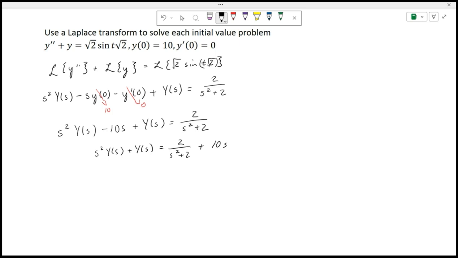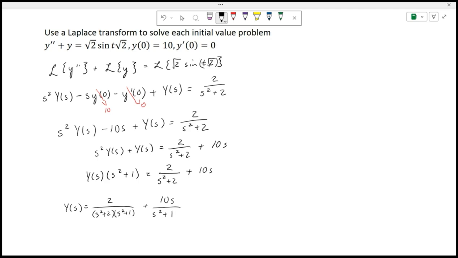All right, so to solve for y of s, I'm going to factor the y of s out of the two terms on the left and then divide by whatever's left over. So this is y of s times s squared plus 1 equals everything on the right. And then I'll divide both terms on the right side by that s squared plus 1 to get y of s. So y of s is equal to 2 over s squared plus 2 times s squared plus 1, plus 10s over s squared plus 1.